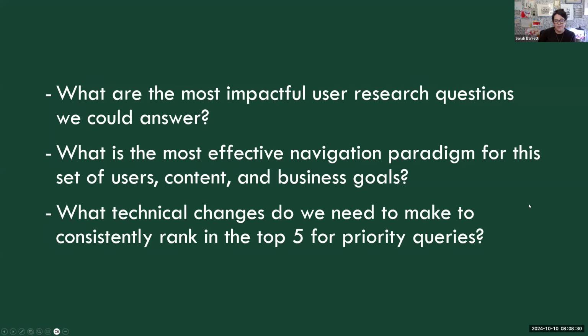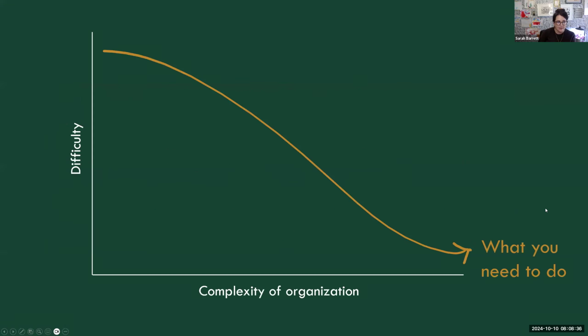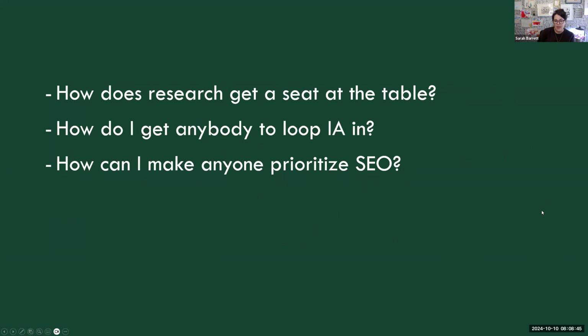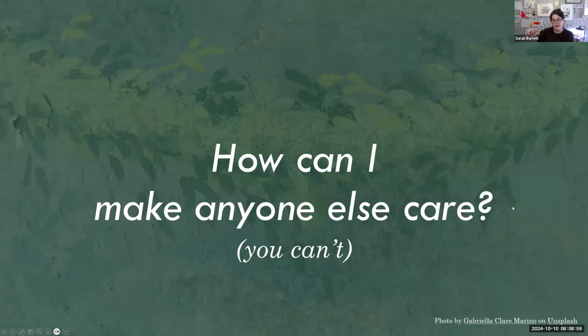So you don't get to these kinds of what questions as often as you want to in an enterprise context because they're eclipsed by straightforward but difficult how questions. How does research get a seat at the table? How do I get anybody to loop IA in? How can I make anyone prioritize SEO? In short, how can I make anyone else care?